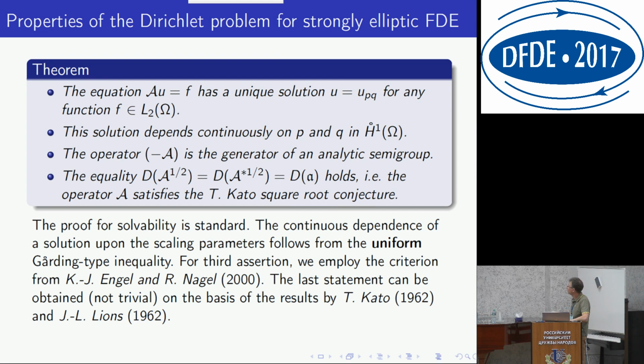Here are the properties of the Dirichlet problem for the strongly elliptic functional differential equation. Unique solvability, continuous dependence on the scaling parameters in the case where they are incommensurable, the fact that the operator minus A is the generator of an analytic semigroup, and the Kato conjecture, and much has already been said about it. The proof of solvability is standard. The continuous dependence of a solution upon the scaling parameters follows from the uniform Gårding type inequality. For the third assertion, we employ the criterion from this monograph. And the last statement can be obtained on the basis of the classical result by Tosio Kato and Jacques-Louis Lions.